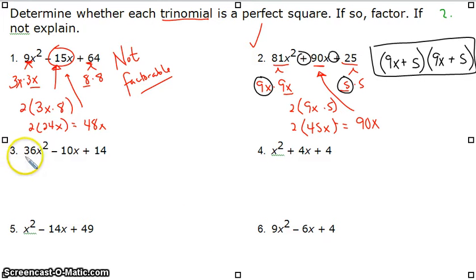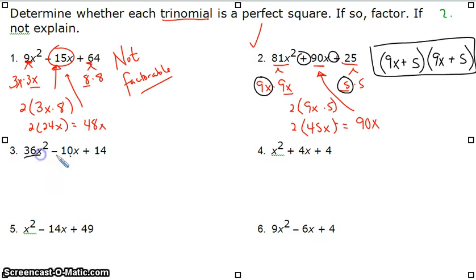Let's go to number 3. Is this a perfect square? Yep. Is this? Oh, no, it's not. 14 is not a perfect square. We know 7 times 2 is 14, but we needed a number times itself. So that is not a perfect square. They both need to be. We can't factor this, but we can do a little bit of work.